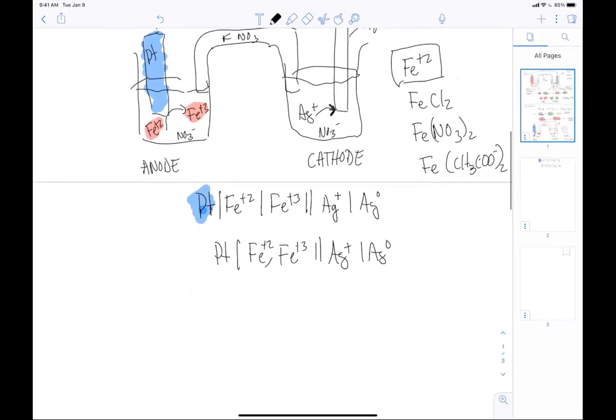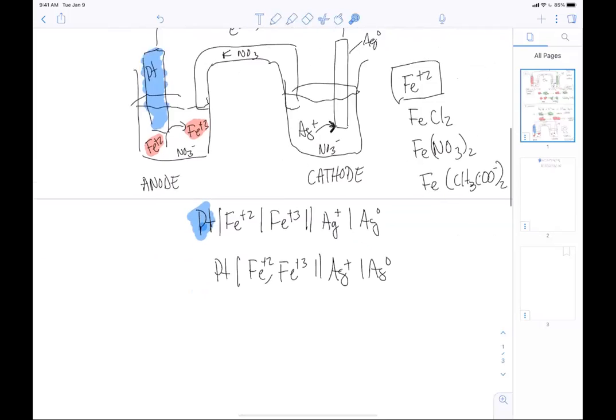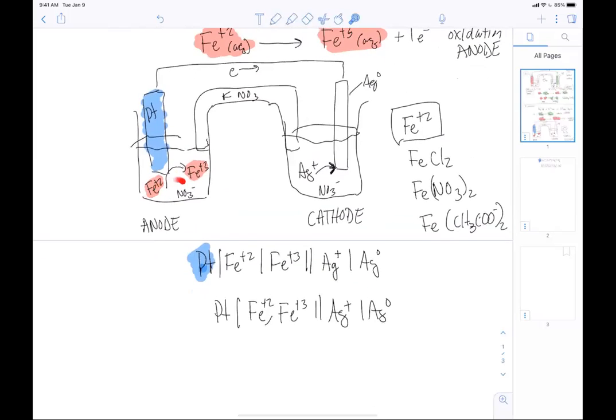So anyway, we use platinum. The main takeaway here is that we use platinum when we have something that's aqueous, and we can't make a solid electrode out of whatever it is we're trying to oxidize or reduce.